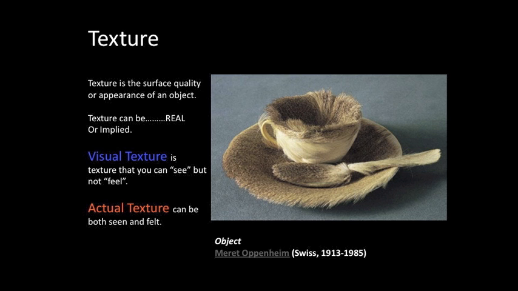Our next element of art is texture. Texture is the surface quality or appearance of an object. Texture can be real, like this cup and saucer, or it can be implied, or what we call visual texture. That would be the picture of this cup and saucer. It's texture that you can see but can't feel. Most of the time, designers deal with visual texture.